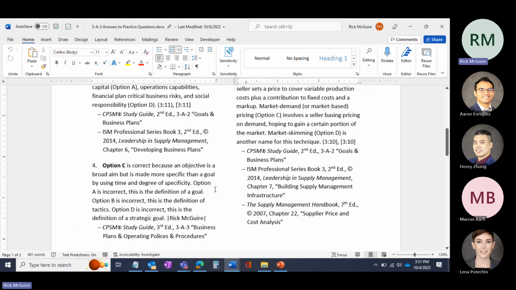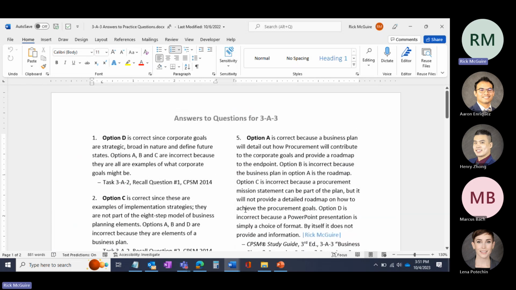C is correct for number 4. Objective is a broad aim, and this is how you tell the difference between an objective and a goal. It's more by using time and degree of specificity. That goes with objectives in ISM's world. And then 5 is Alpha. Business plan will detail out how procurement will contribute to the corporate goals. And what's wrong with Charlie is incorrect, because the procurement mission statement can be part of the plan, but it will not provide a detailed roadmap.